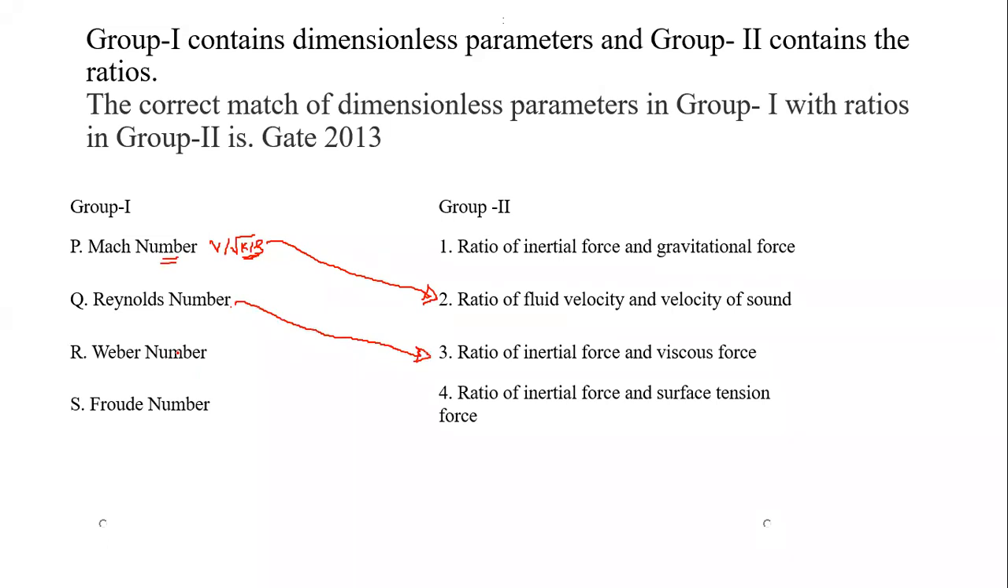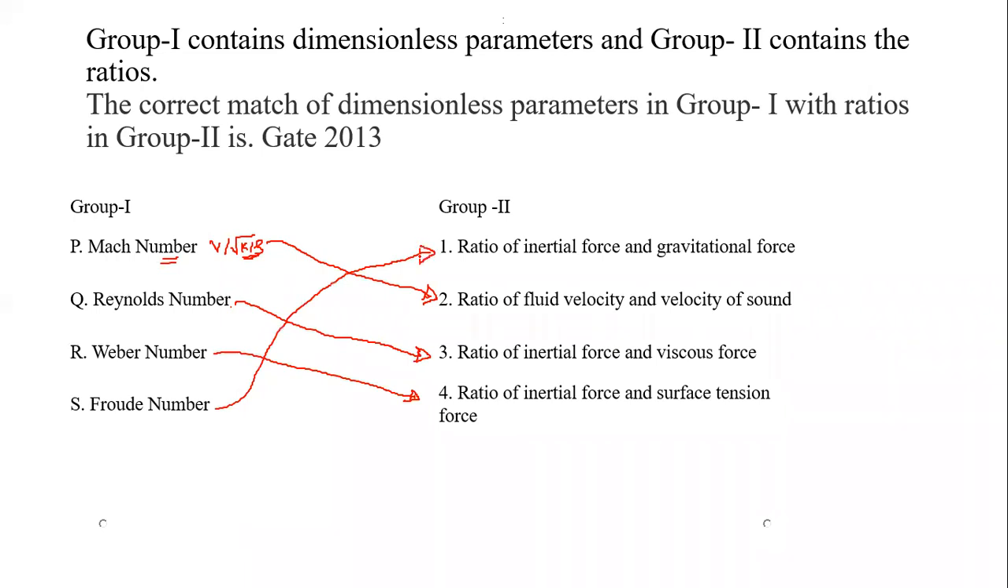Then the Weber number, option 4. The Weber number is the ratio of inertia force to the surface tension force. So that will be the fourth one. And the Froude number will ultimately be the first one.